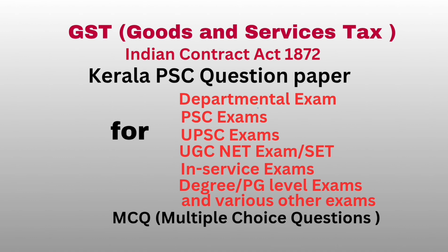Question number 18. Certificate of registration issued to a casual taxable person shall be valid for dash. Option A, as specified in the application. Option B, 90 days from the effective date of registration. Option C, 1 or 2, whichever is earlier. Option D, none of the above. Correct answer: option C, 1 or 2, whichever is earlier.